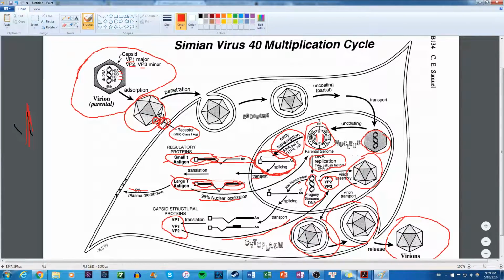Okay, so if I had to summarize this, I would say virion enters cell into cytoplasm, goes to nucleus. From nucleus, it goes into cytoplasm, then back into nucleus, and back into cytoplasm, back into nucleus, back into cytoplasm again, and then finally outside. And remember, keep in mind that the reason why it has to go into the nucleus and back out into the cytoplasm, back and forth like that, is because it's a DNA virus.